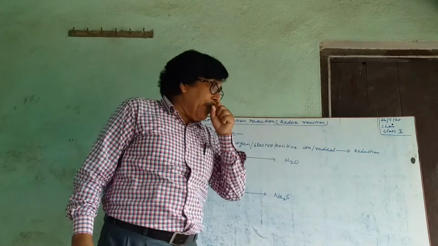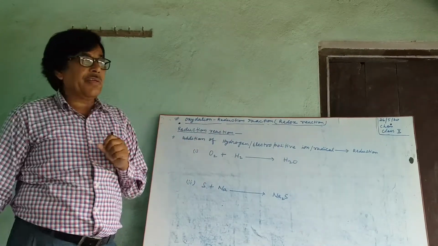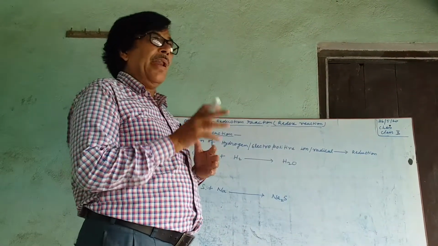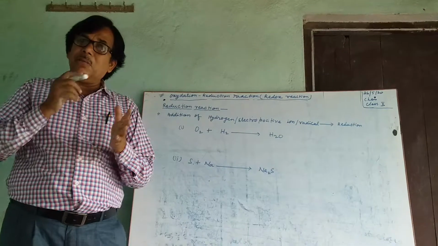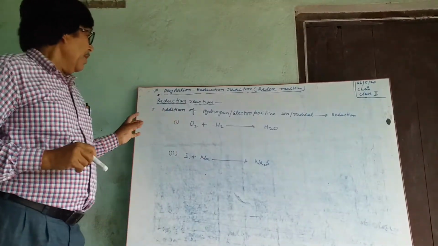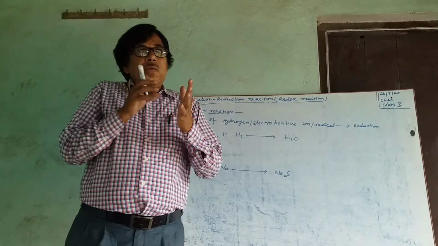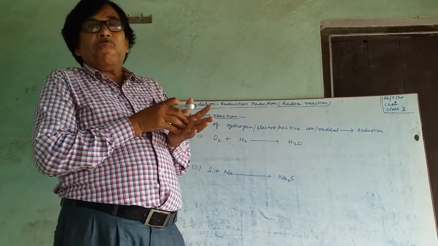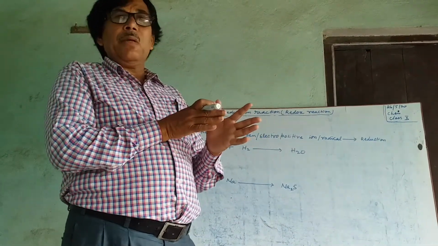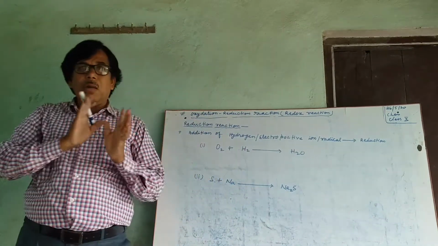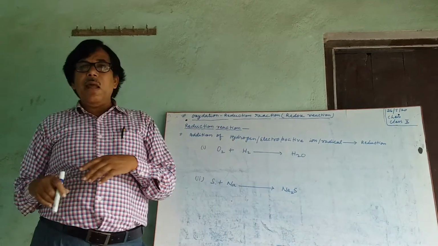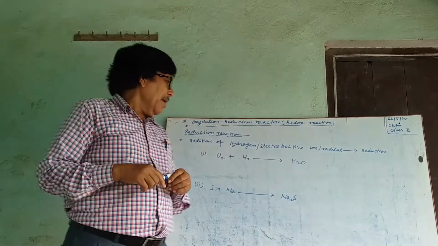I have already discussed oxidation reaction and also made you familiar with electropositive and electronegative ions and radicals. Now we will see reduction. According to the definition of reduction, it is addition of hydrogen or electropositive, removal of oxygen or electronegative. First we see addition of hydrogen and electropositive by an example.